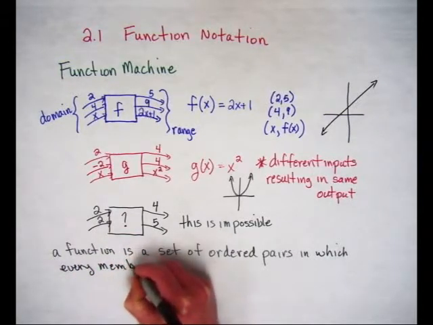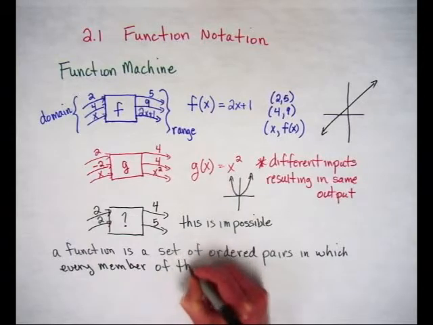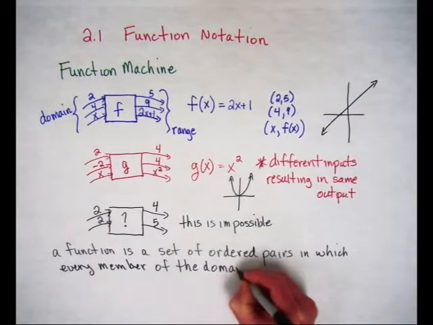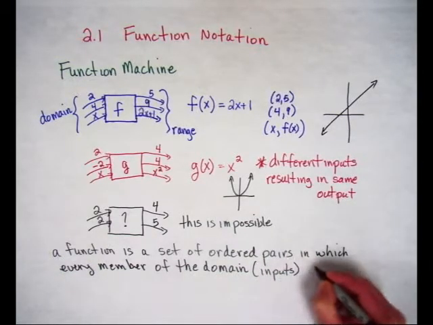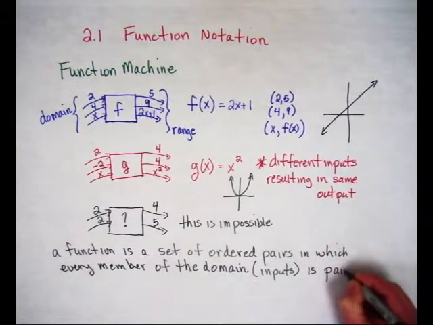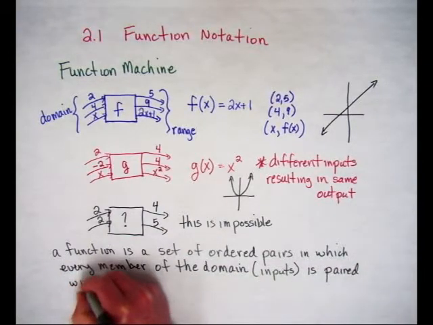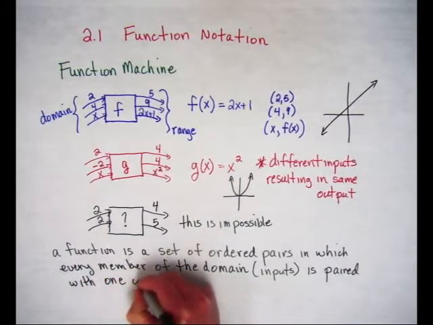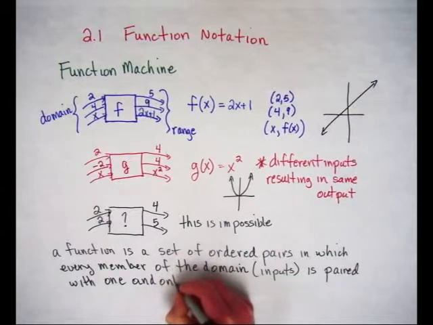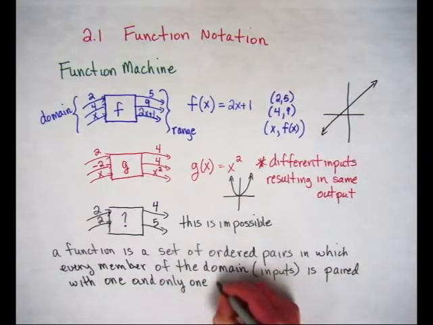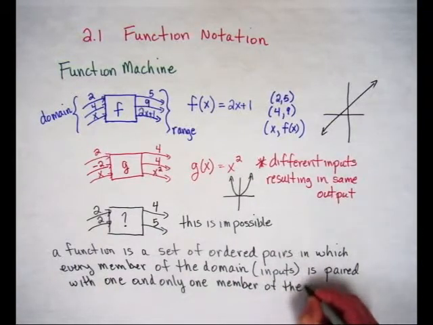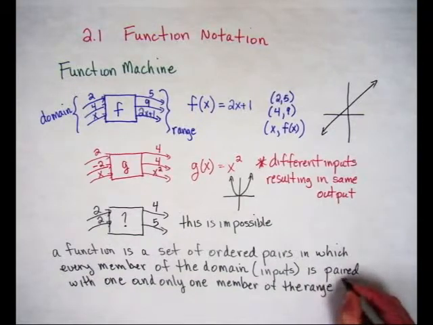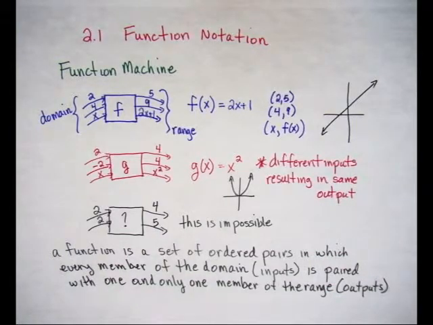But what's important about the ordered pairs is that it's a set of ordered pairs in which every member of the domain, so all of the inputs, okay, those are called inputs, is paired with one and only one member of the range, which of course are the outputs. So that would be a formal definition of a function.